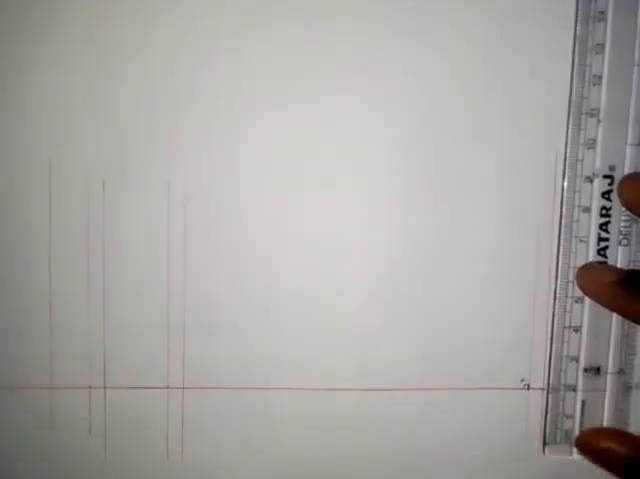So the distance of the foundation footing from the ground level is 900. 900 by 50 gives us 18 millimeters. So I'm going to take a measurement of 18 millimeters from here.